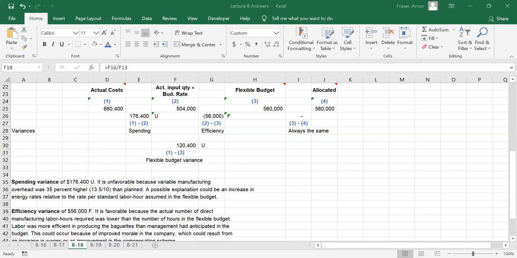Direct manufacturing labor hours was 50,400, but the actual variable manufacturing overhead was $680,400. It says, what is the denominator level used for allocating variable manufacturing overhead? That is, for how many direct manufacturing labor hours is French bread budgeting? So could we answer that one? Any willing takers?